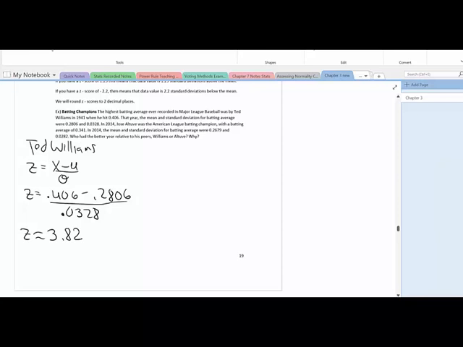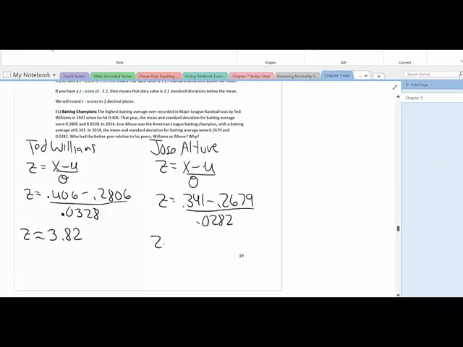Now, let's do Jose Altuve. So again, data value minus the mean divided by the standard deviation. Well, his batting average was .341. The mean, which is given, divided by the standard deviation. So if you subtract first and then divide, you get approximately 2.59.